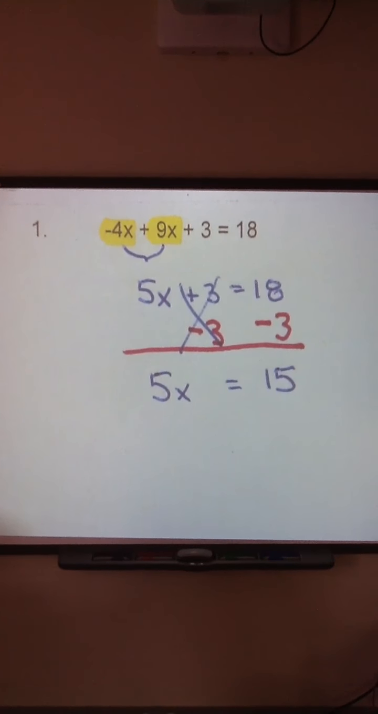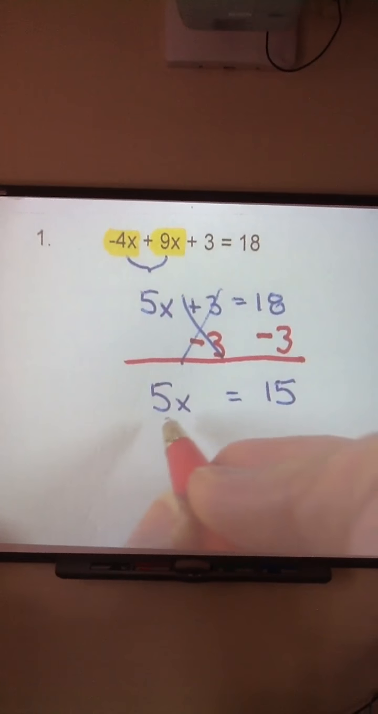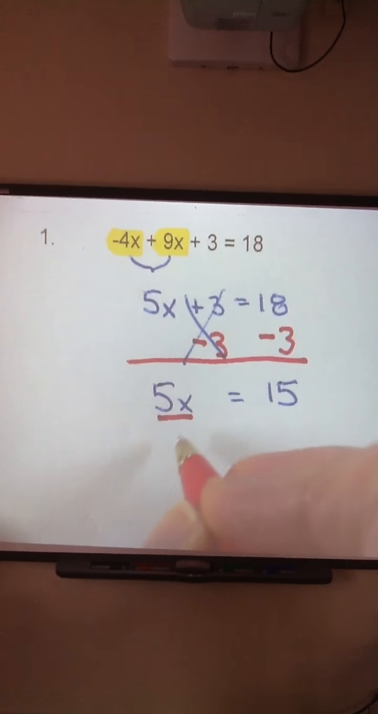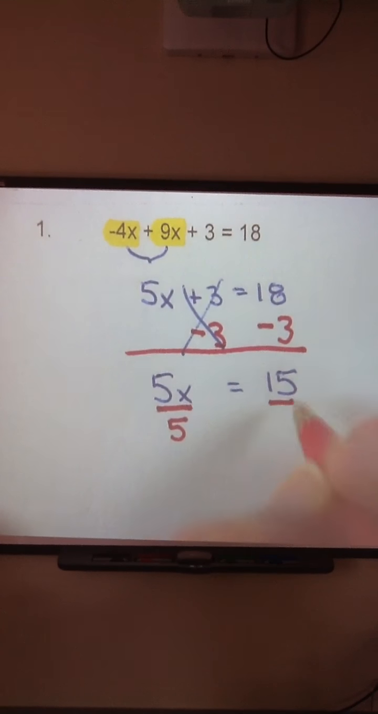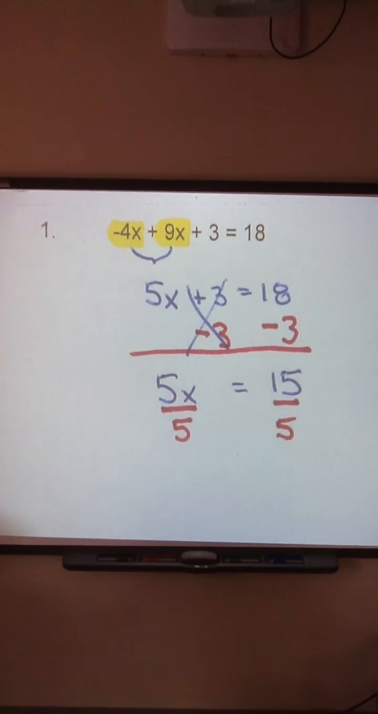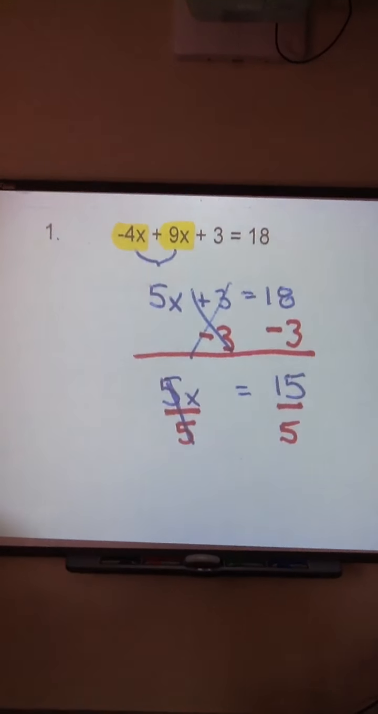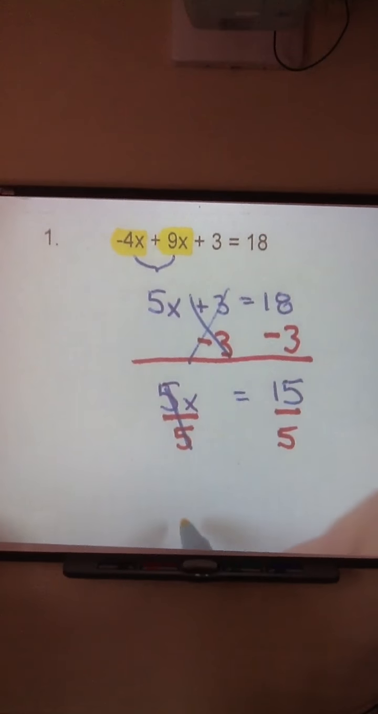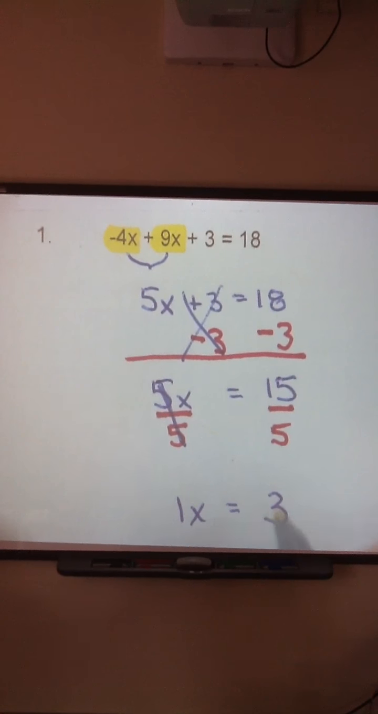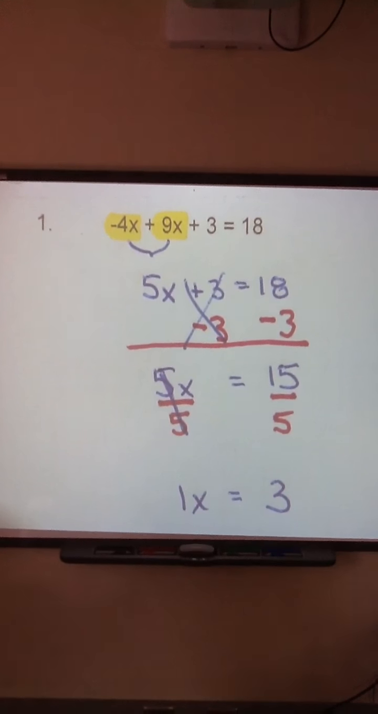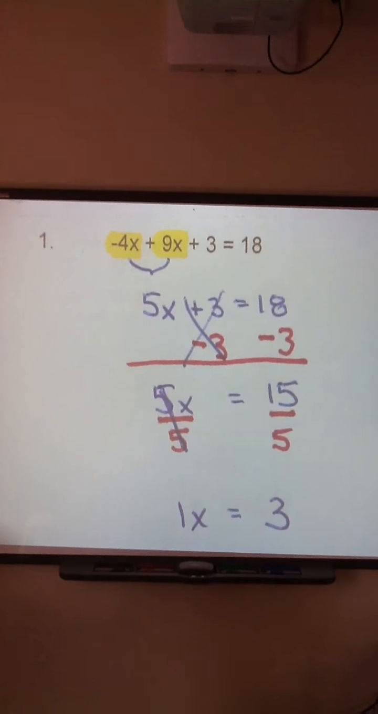Now it's time to undo that multiplication by 5. To undo multiplication by 5, we divide by 5. So we put our division bar and divide by 5 on the left, and put our division bar and divide by 5 on the right. 5 divided by 5 is 1, and so they eliminate each other, leaving us with 1x. And then 15 divided by 5 would be 3. And that's how you would solve an equation which requires combining like terms.